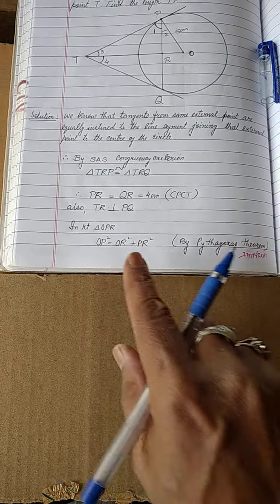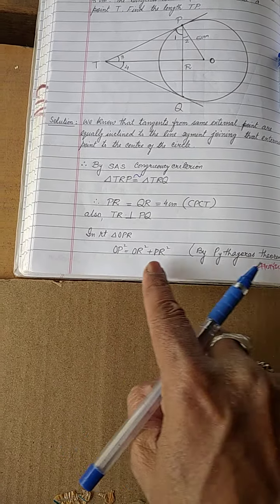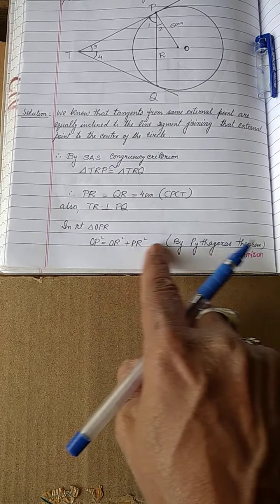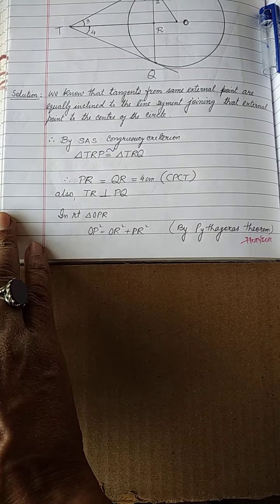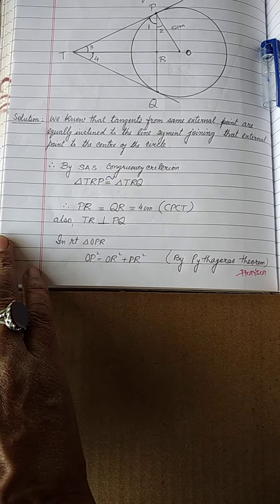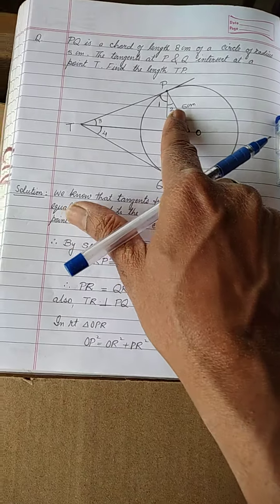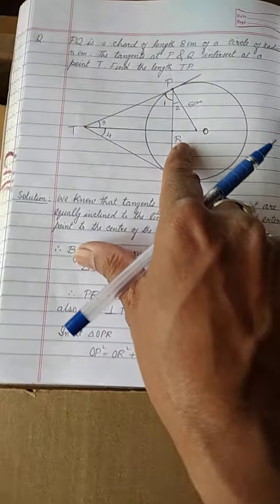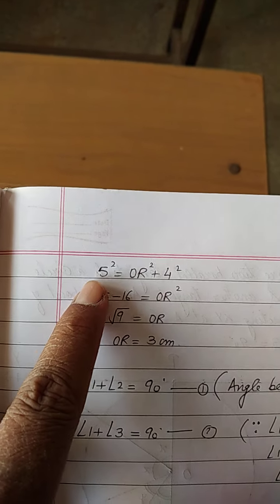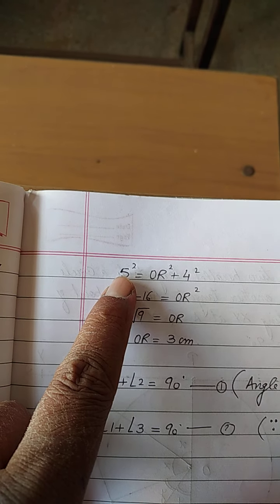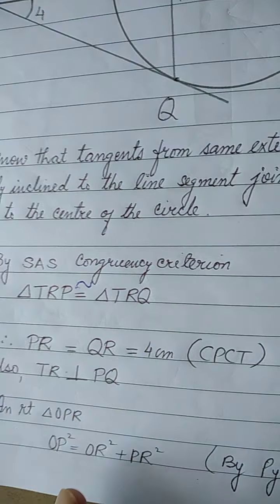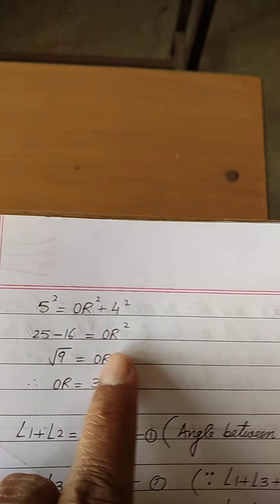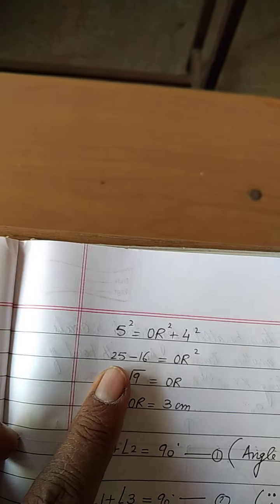Now we will take triangle OPR. In triangle OPR, by Pythagoras theorem, OP square will be equal to OR square plus PR square. Now values will be put here. Radius they have given 5 cm, so in place of OP we can write 5. So here I have written 5 square. OR we don't know, and PR is 4, so 4 square we have written.